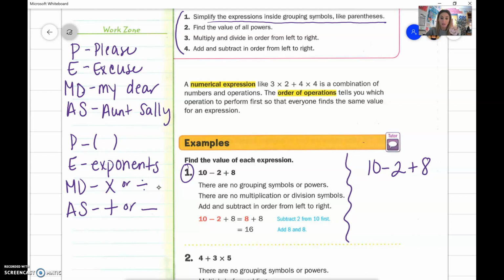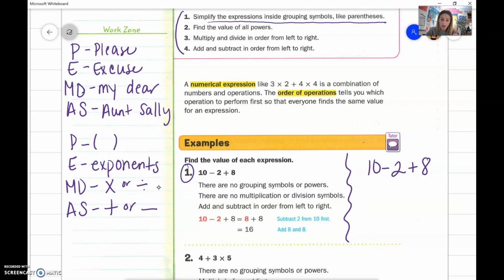P, parentheses. Do we have any parentheses? Nope, I don't see any. So now we can move on. E, exponents. Do I have any numbers with exponents? Nope. Now I can move on. M-D, multiply or divide. Am I multiplying or dividing? Nope, I'm not multiplying or dividing, so now I can move on.